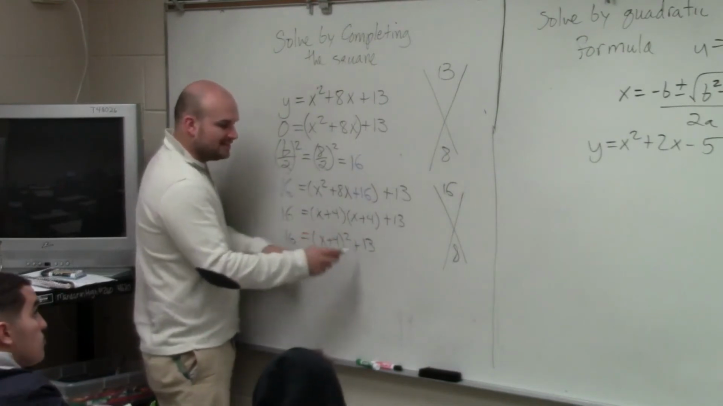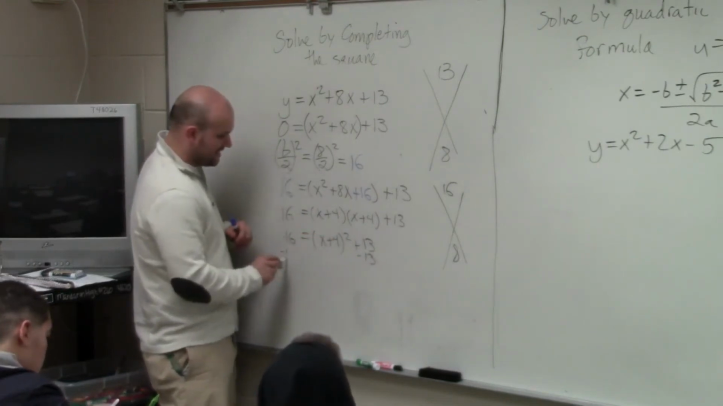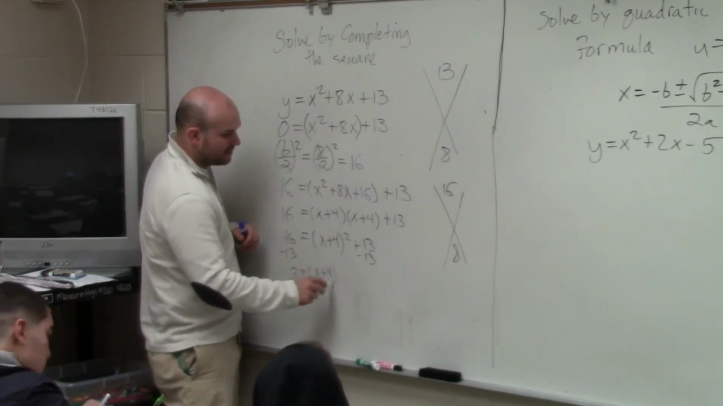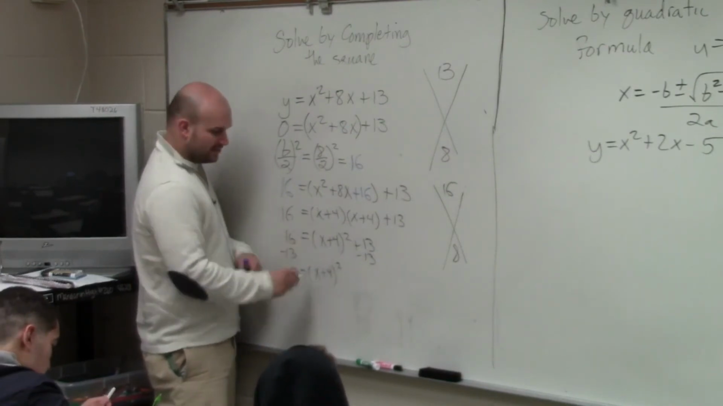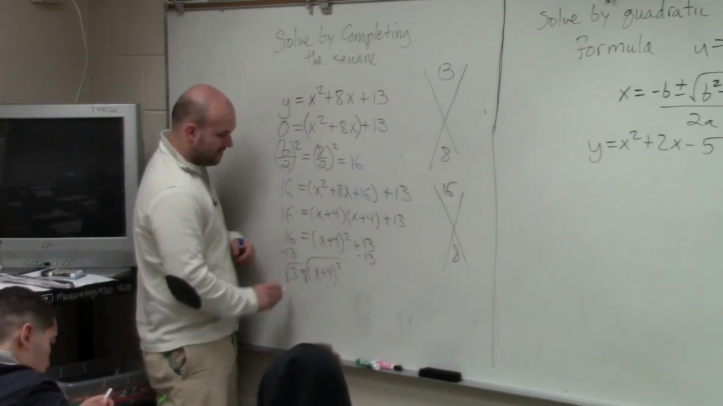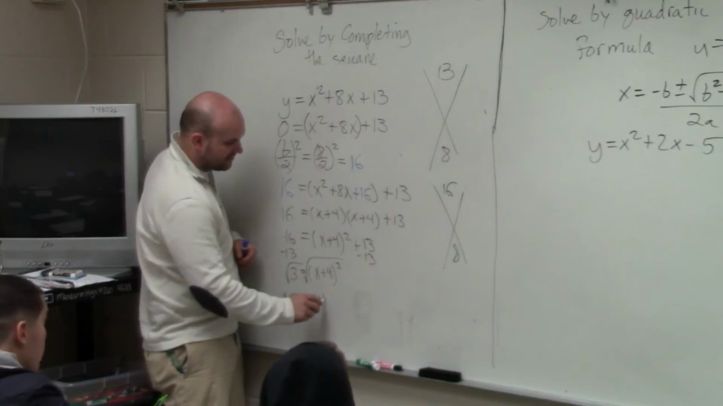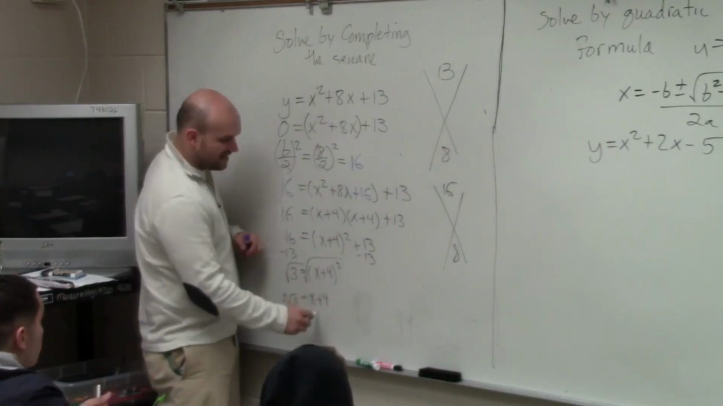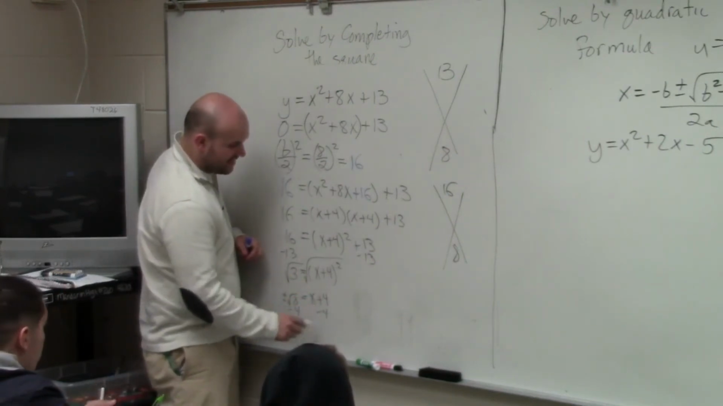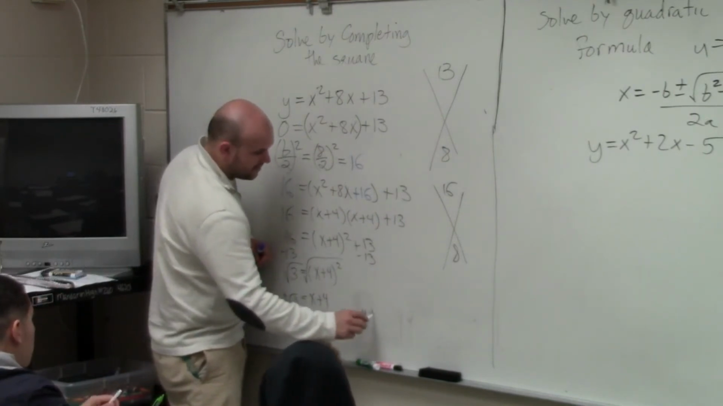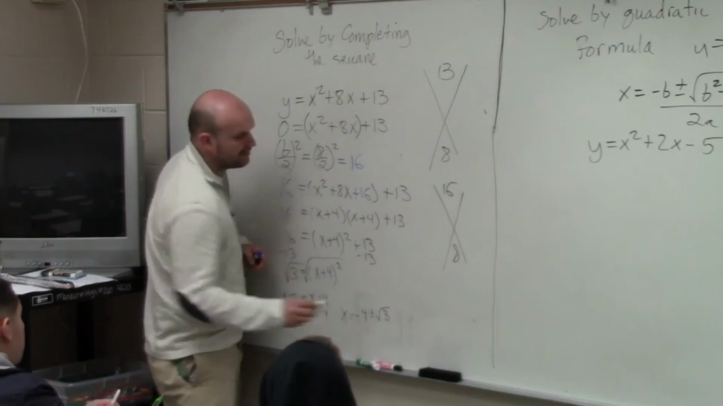So now all I need to do is subtract 13 on both sides. So I have 3 equals x plus 4 squared. Now I undo the square: plus or minus the square root of 3 equals x plus 4. Now to solve for x, I subtract 4 on both sides. And my final answer is x equals negative 4 plus or minus the square root of 3.